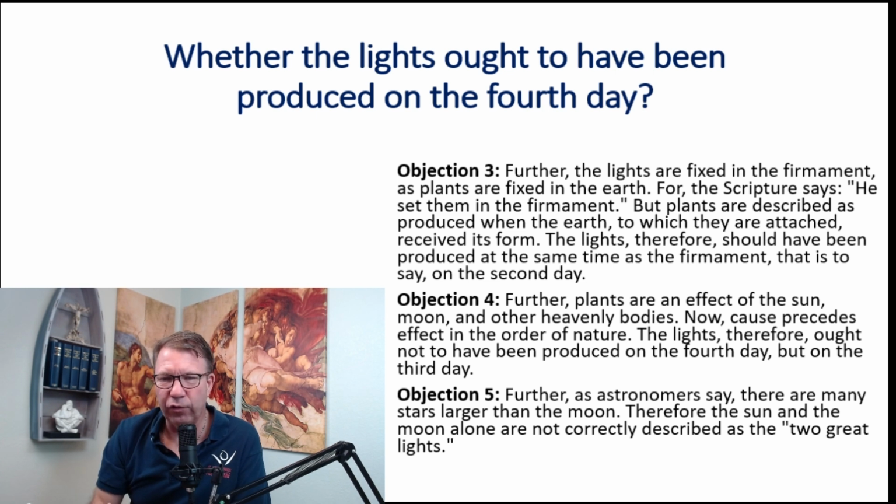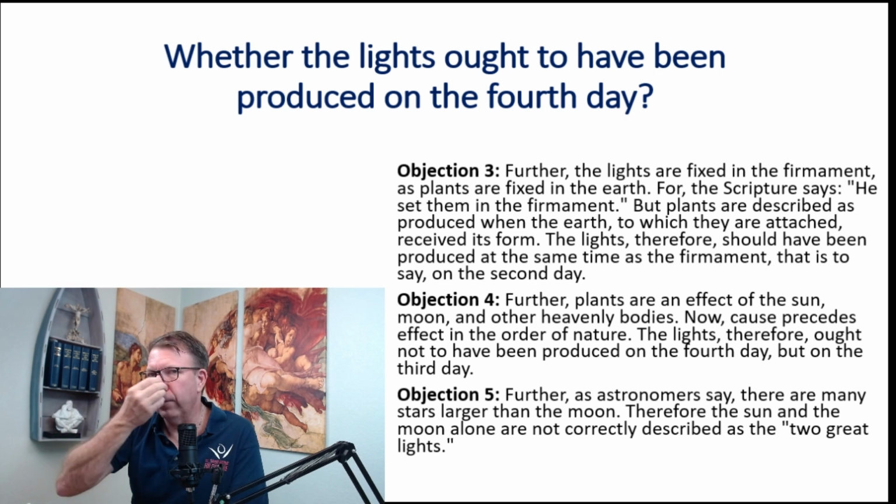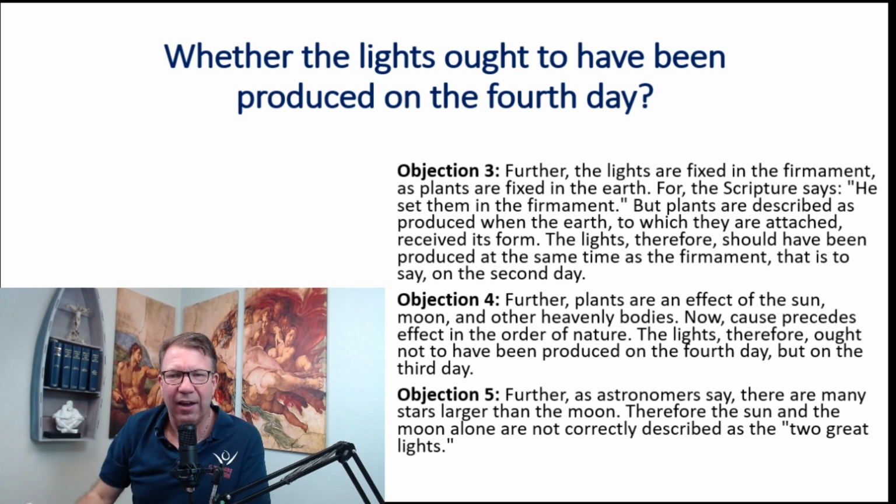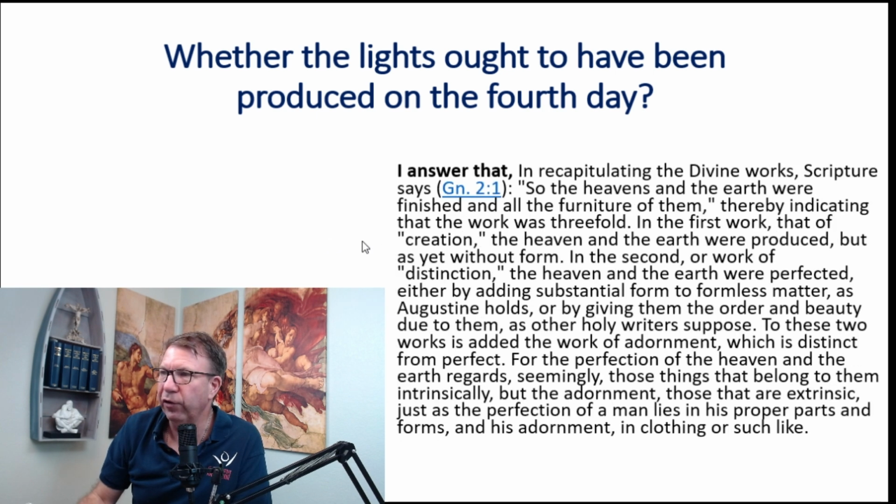Objection 5 says, "Astronomers say there are many stars larger than the moon. Therefore, the sun and the moon alone are not correctly described as 2 great lights." Interestingly, he seemed to realize that the sun was big, the moon was smaller, with their limited technology of the 13th century. It's pretty amazing the things that they did know back then. And so obviously the sun and the moon are the 2 that we see most readily from the earth's perspective, and that's why the author of Genesis would have mentioned those 2 in particular.